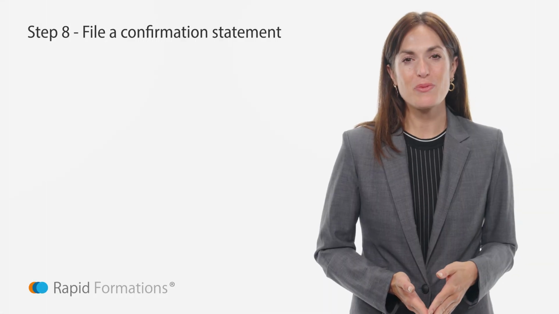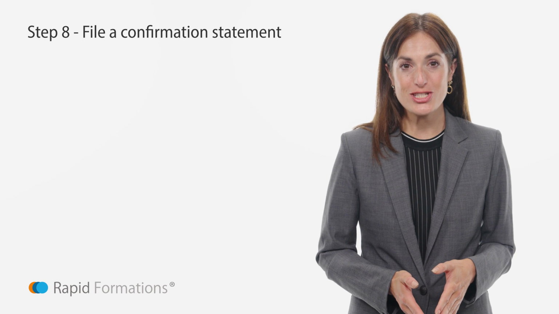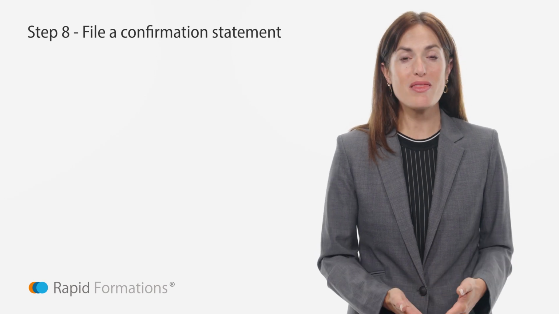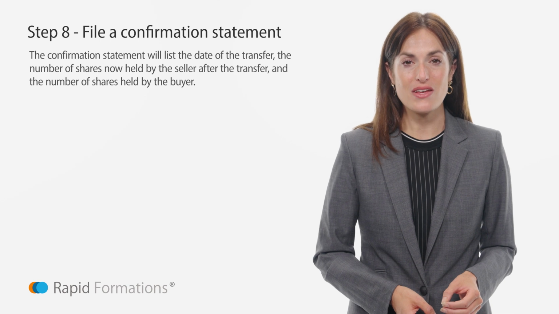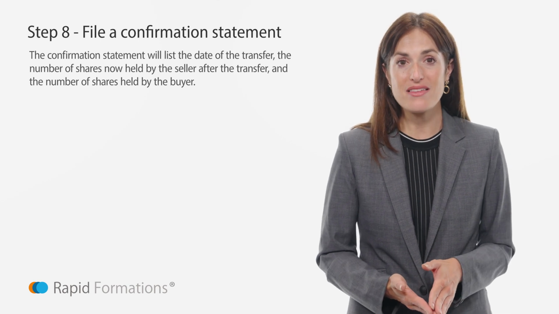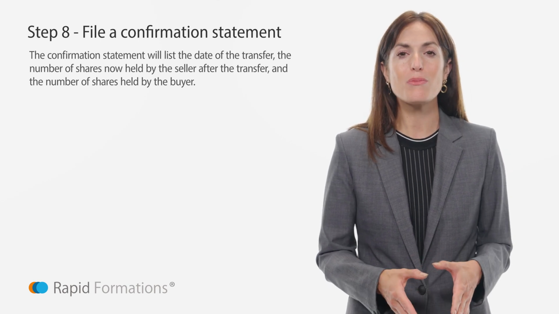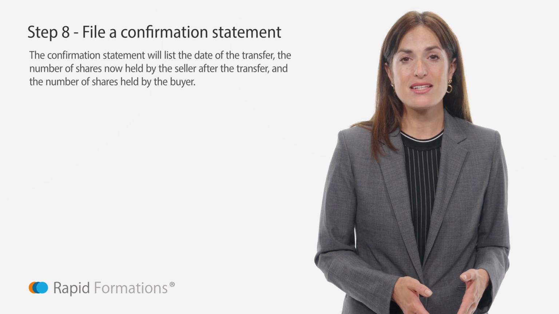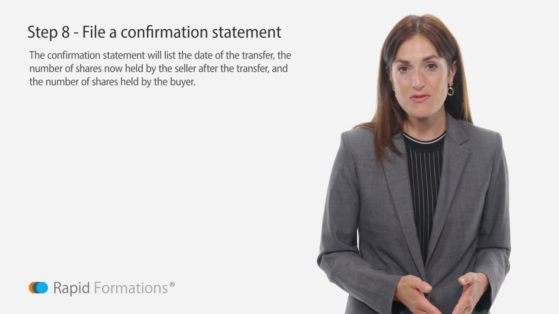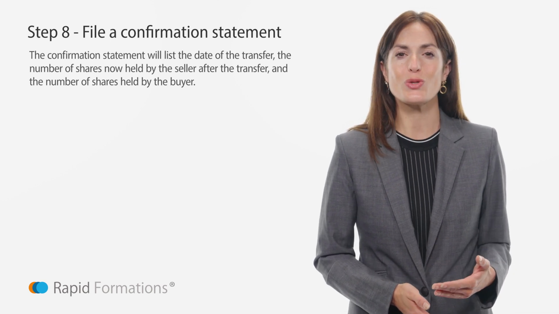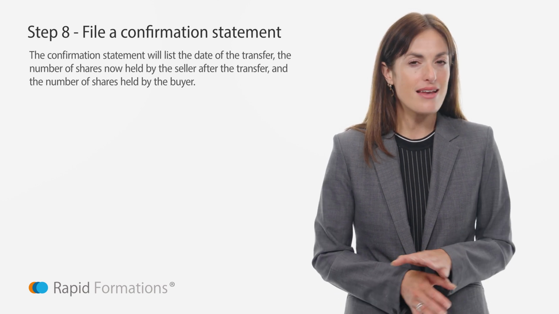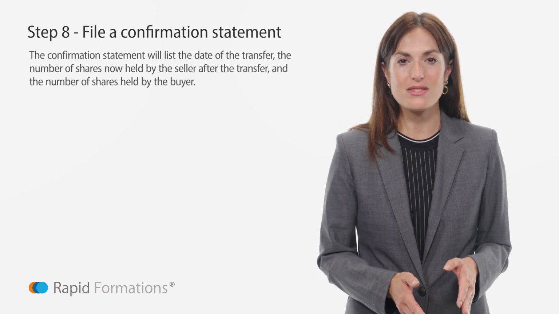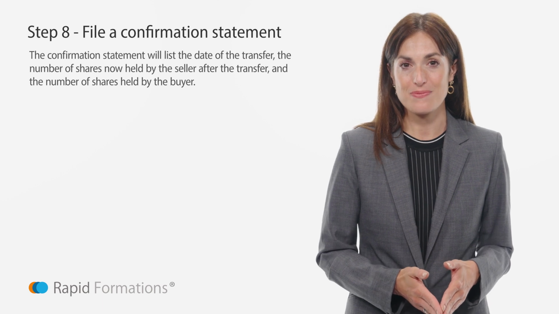The final step in the process is to file a confirmation statement with Companies House, informing them of the transfer. The confirmation statement will list the date of the transfer, the number of shares now held by the seller after the transfer, and the number of shares held by the buyer. It's not compulsory to do so right after a transfer, but it is considered good practice to ensure the public record is kept up to date. It means that anyone who checks out the public record will see who now holds the shares.